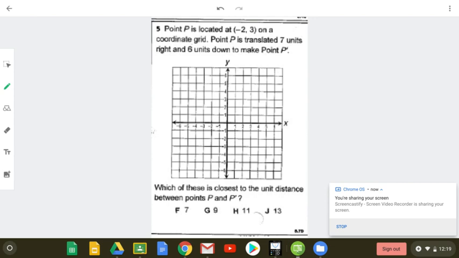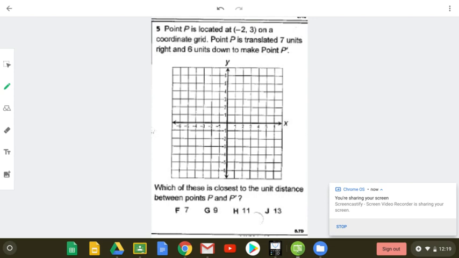Point P is located at (-2, 3) on a coordinate grid. Point P is translated 7 units right and 6 units down to make point P prime. Which of these is closest to the distance between points P and P prime?